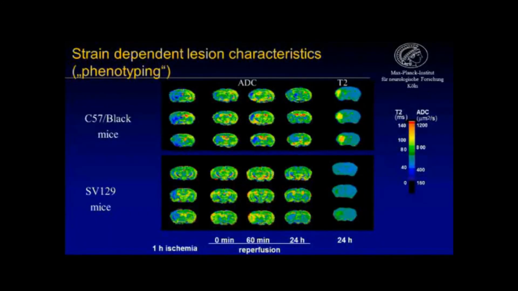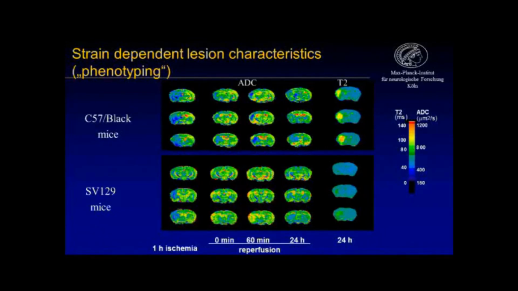The next thing is something which I consider also quite important, particularly when you work with animal models, to consider morphological and structural changes. What you see here is the situation of 1 hour occlusion in two types of mice, C57 black 6 mice and SV129 mice. And we see the lesion expansion at the end of 1 hour occlusion period.